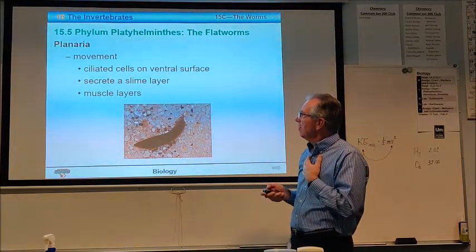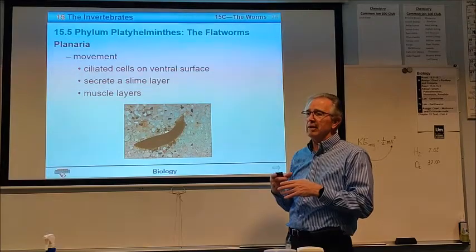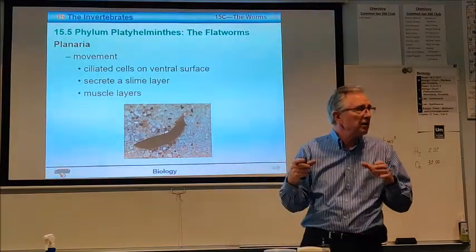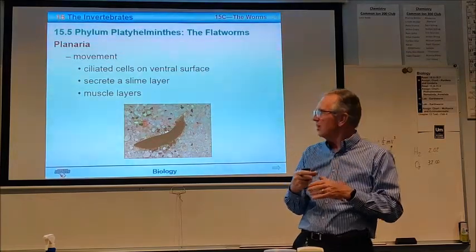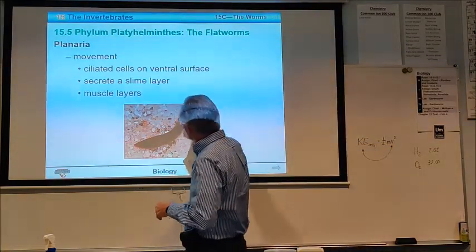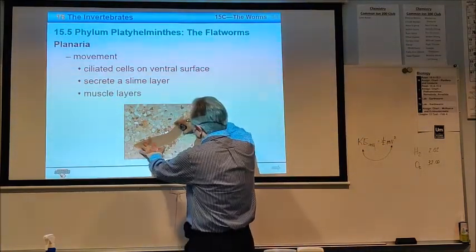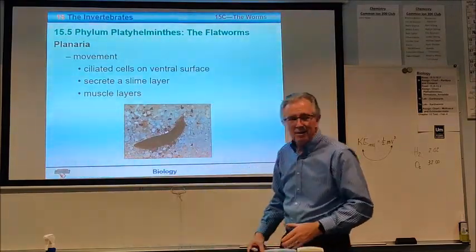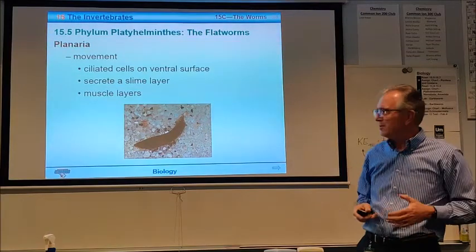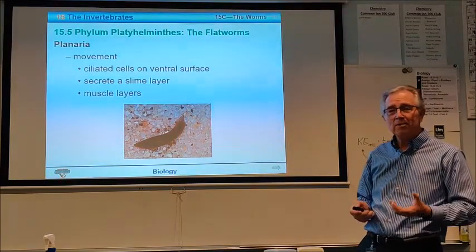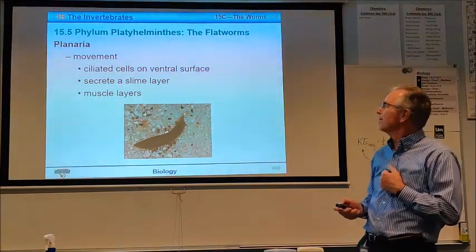Okay? Now, it does have a muscle layer. So in other words, it can change its shape with these muscles. It's capable of pulling itself together almost into like a round ball. Not quite, because the head end sticks out. But it does have a muscle layer for movement.